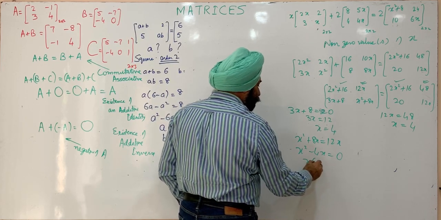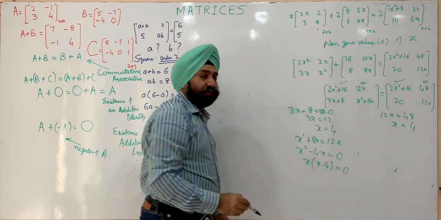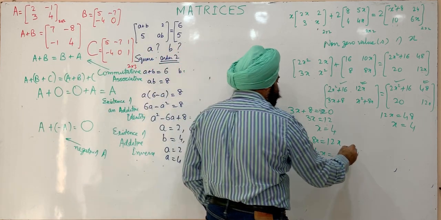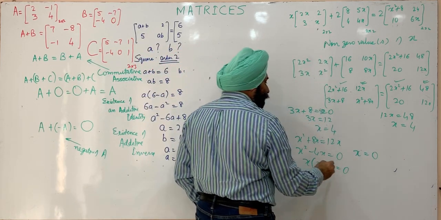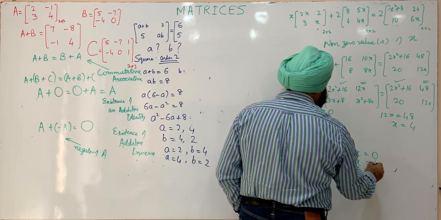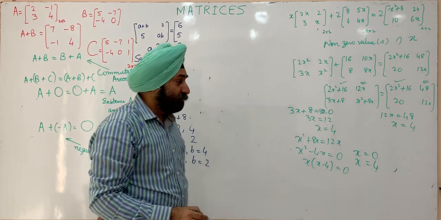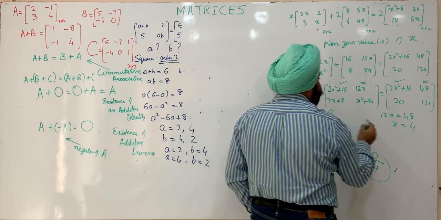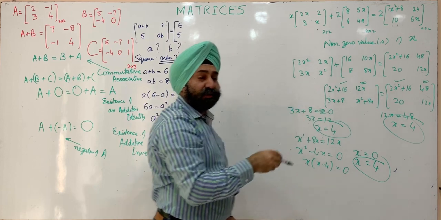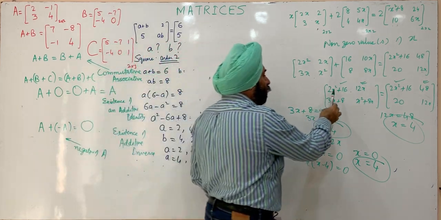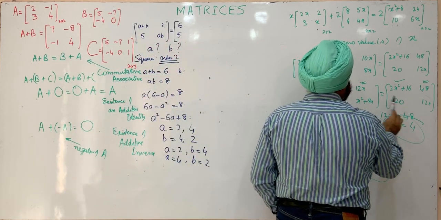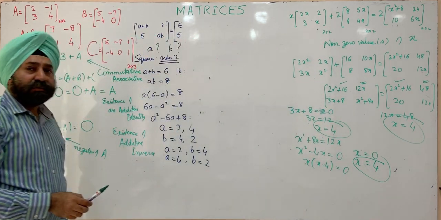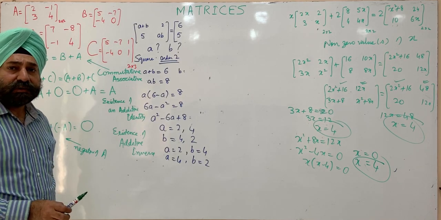Take x common. Now we have product of two factors equal to 0. This means the first factor is 0, that's x is 0, or the second factor, x minus 4 is 0, or x is equal to 4. X is equal to 4 is the value which satisfies all 4. This will be true for all values. 1, this is 2 and 3. The 3 equations give us x is equal to 4. So x is equal to 4 is the final answer.